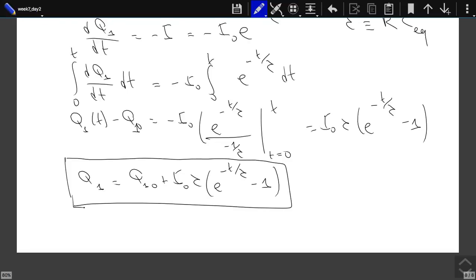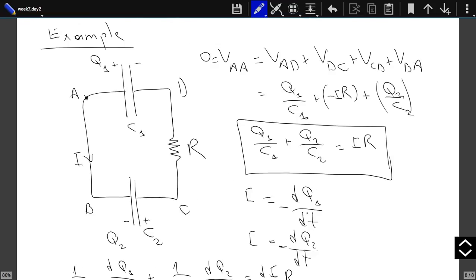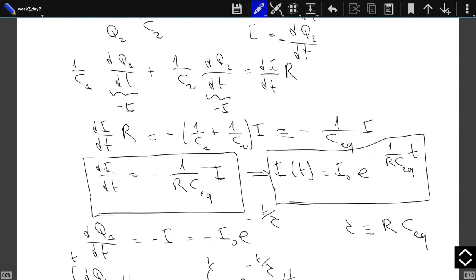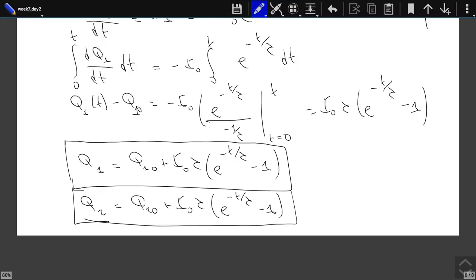And similarly, Q2 just satisfies the identical equation, so the solution will also look identical. Q2 will be equal to Q2 of 0 plus I0 tau (e to the power minus t over tau minus 1). So these are our solutions.